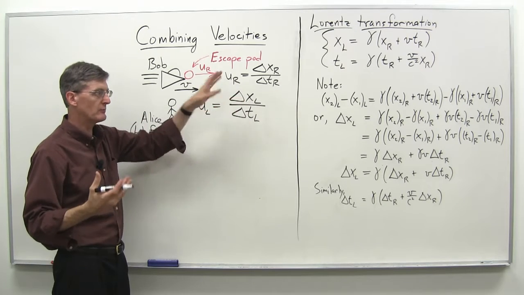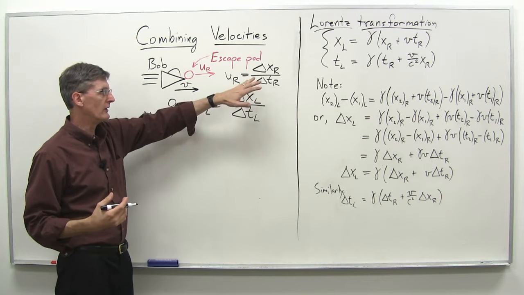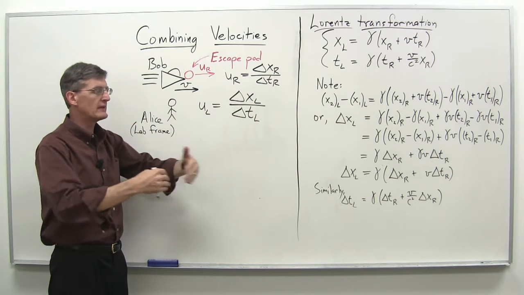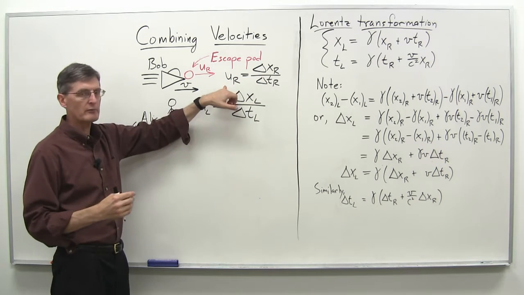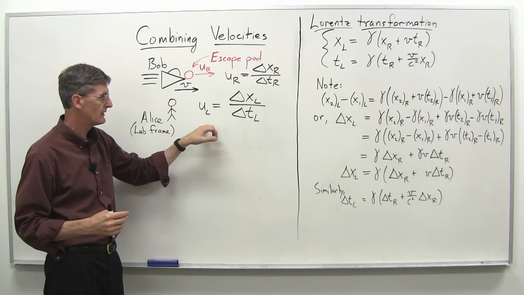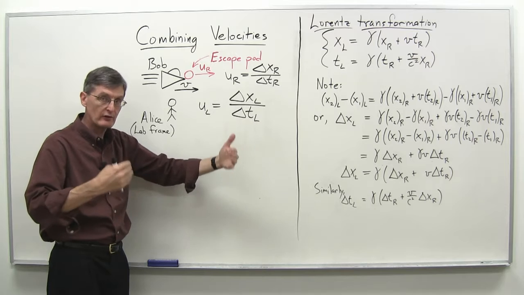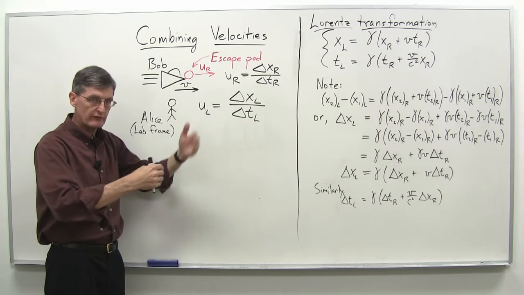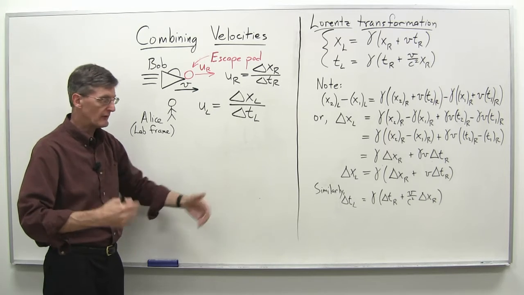Bob says, hey, I measured my escape pod going off and used delta x sub r, delta t sub r, and gives us some value for that. So we know what u sub r is. Now we want to find out what that value is as far as Alice sees it. That's going to be the distance covered in her frame by the escape pod, divided by the elapsed time.